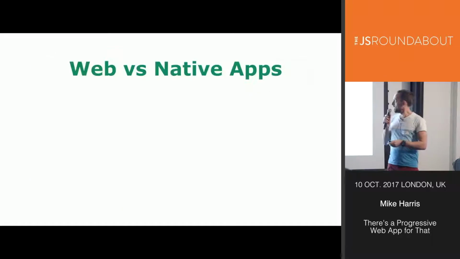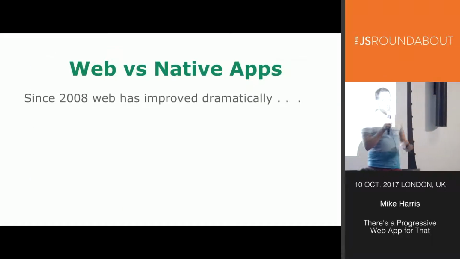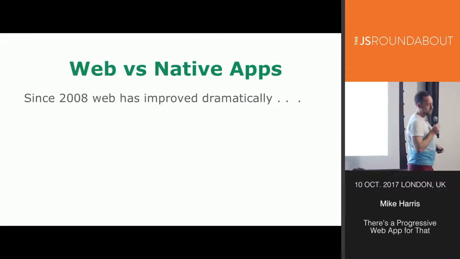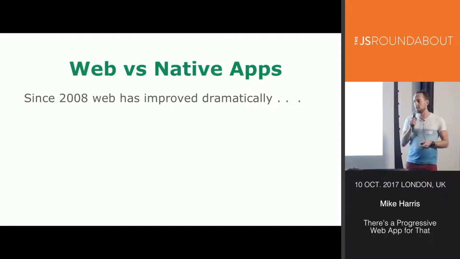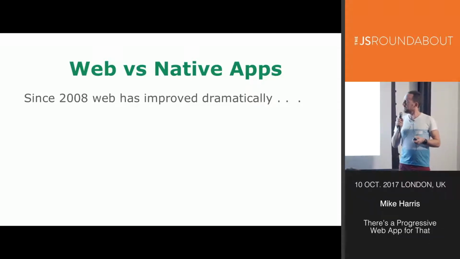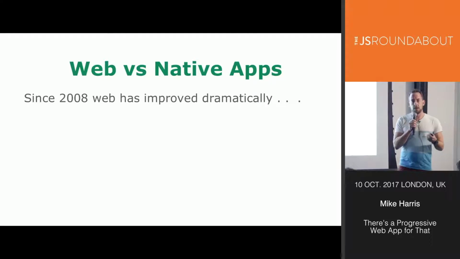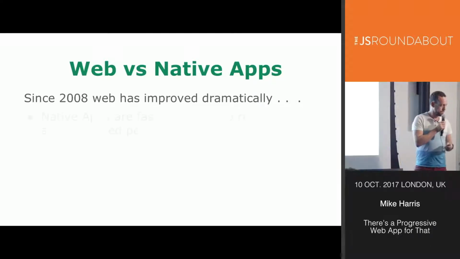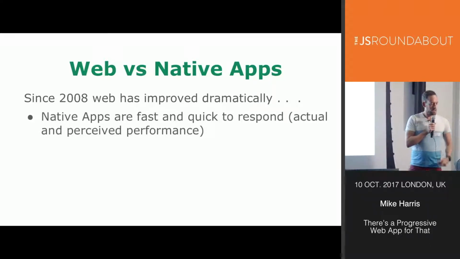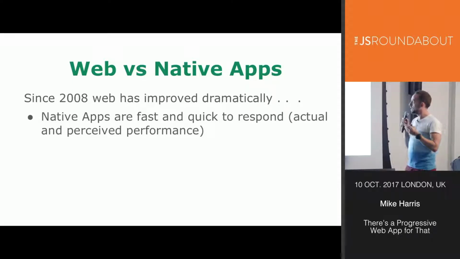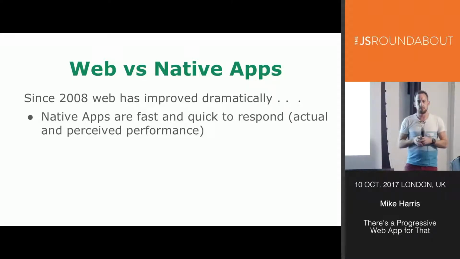But since 2008, the mobile web has increased dramatically. When you're out and about, I'm sure many of you are looking at URLs in your Chrome browser. But native apps have a huge benefit in loads of areas. First of all, we're going to talk about performance. Native apps are fast and quick to respond.